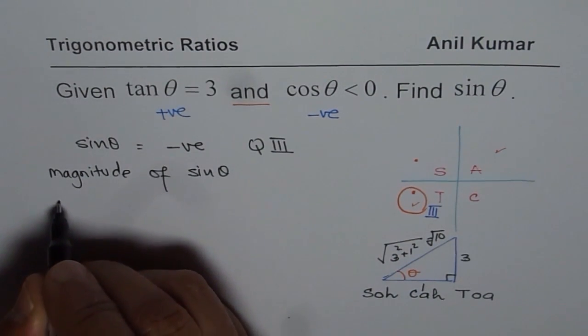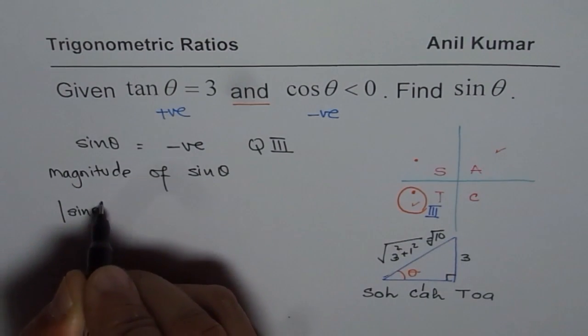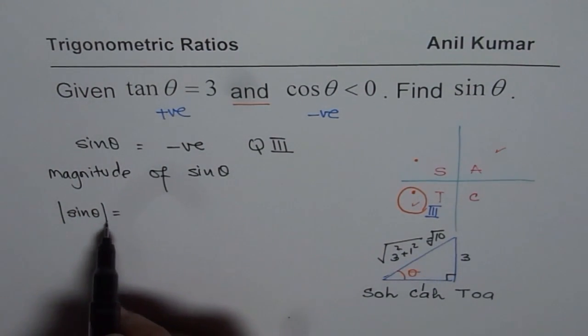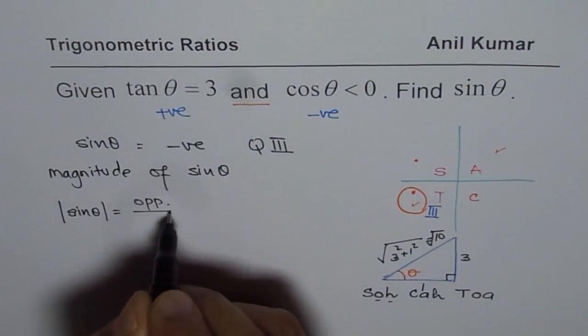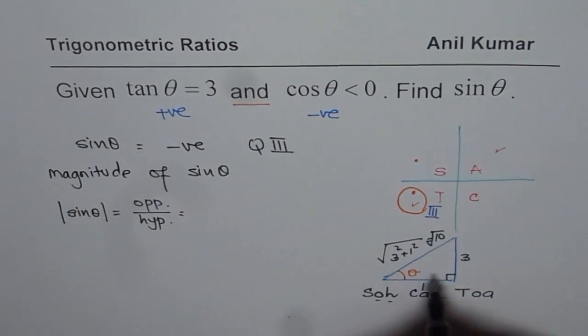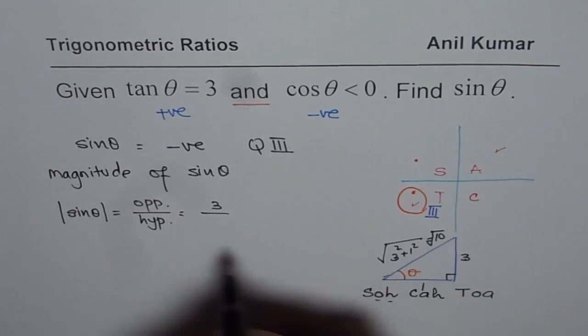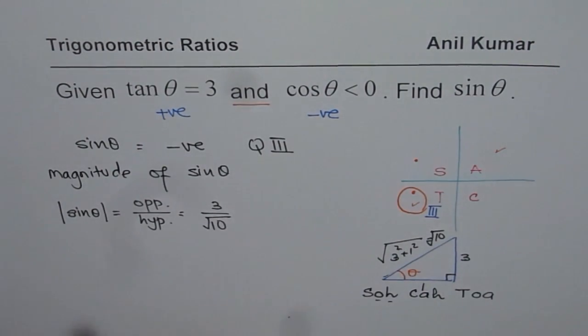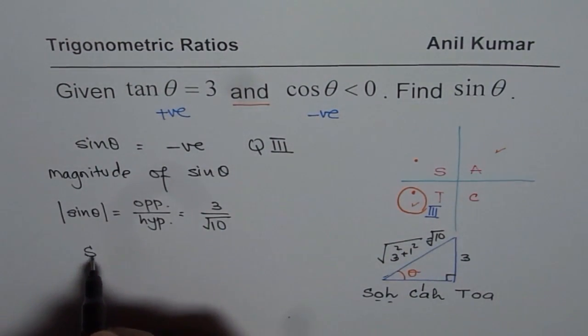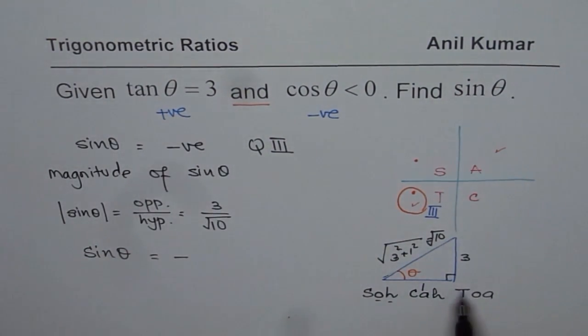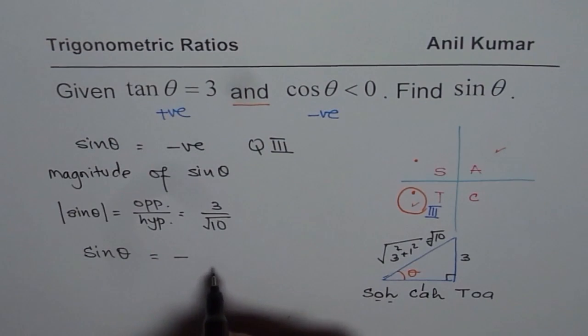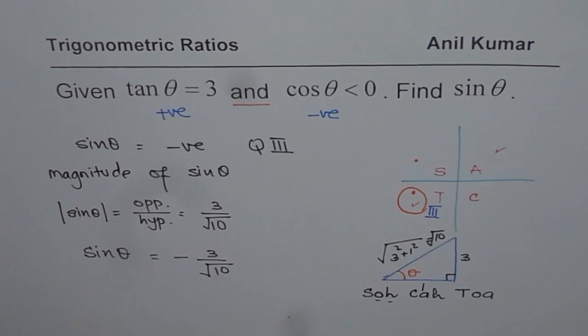So the magnitude, let me write the magnitude as positive sine theta, is equal to opposite over hypotenuse, right? Opposite side is 3 for us. Hypotenuse is square root of 10, right? So that is the magnitude. So what is finally sine theta? Let's combine the two things. From the CAST rule, we know it is negative, and from the Pythagorean theorem, we understand that it is 3 over square root 10. So the value of sine theta for us is negative 3 over square root 10.